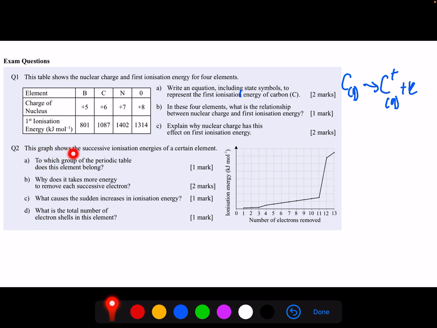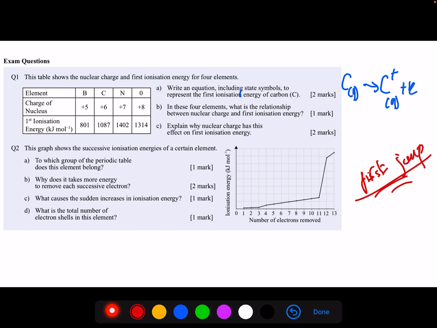This graph shows the successive ionization energy of a certain element. To which group of the periodic table does this element belong? Okay, to know which group, I have to see how many electrons are in the outer shell. For me to know how many electrons are in the outer shell, we need to locate the first jump. Why? Because after you remove the electrons from the outer shell, I'm expecting a jump, right? Because you're removing the electrons from the next shell, which is closer to the nucleus.